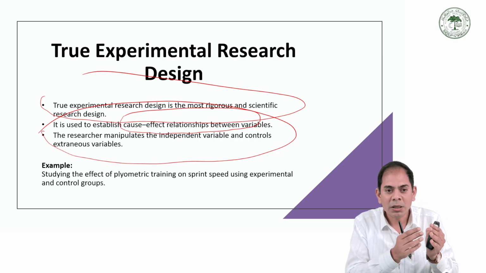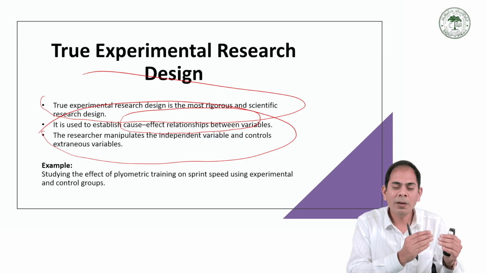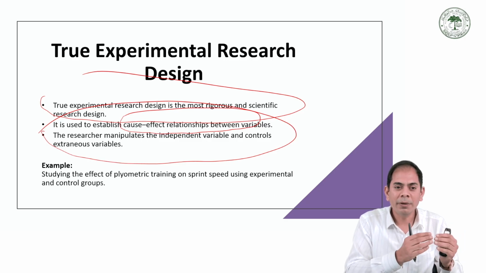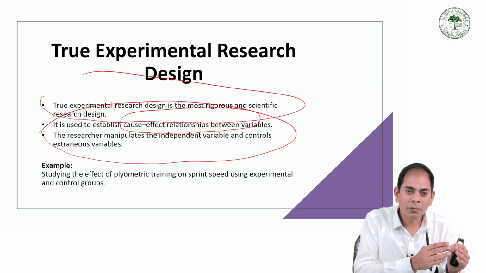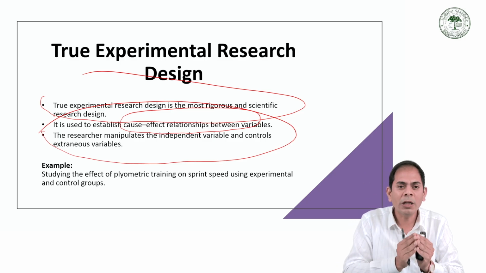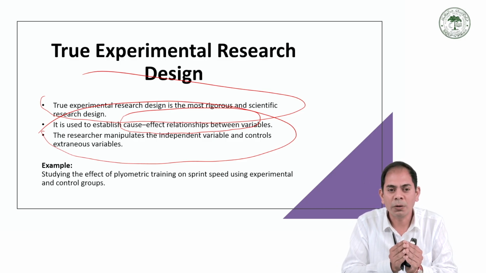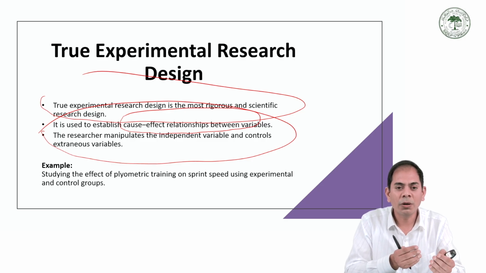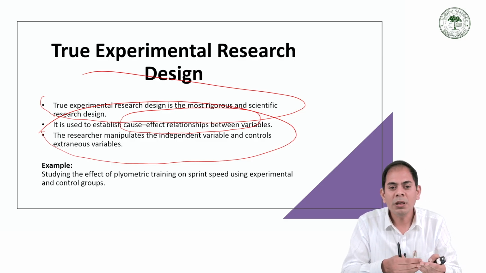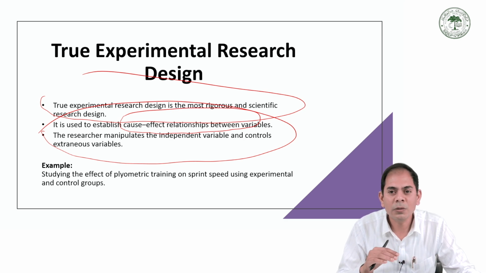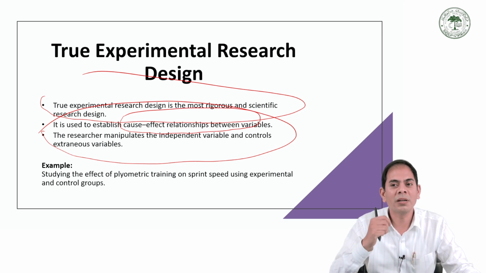It means the researcher manipulates the independent variable, and as we manipulate the independent variable, it directly affects the output variable. So through the true experimental research design, we try to find this out. For example, studying the effect of plyometric training on sprint speed using an experimental and a control group. Once again, this is what the true experimental research design is.